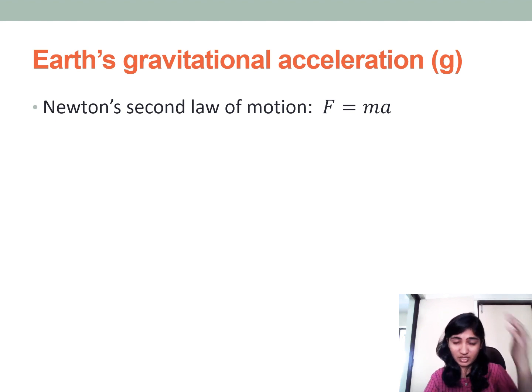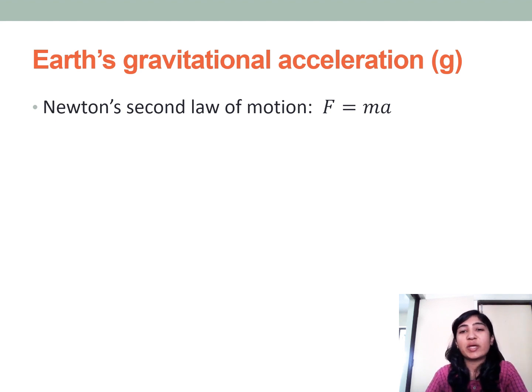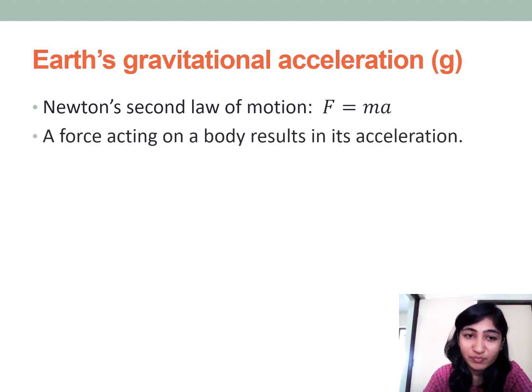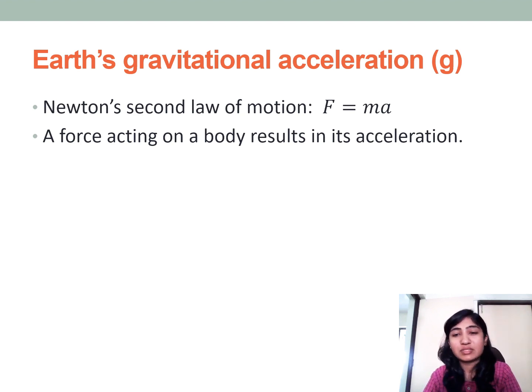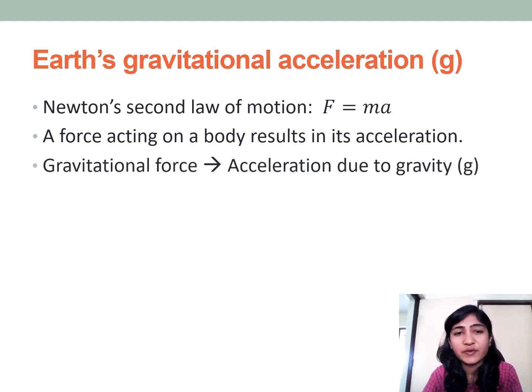In 9th standard we have seen Newton's second law of motion, and we remember it by this formula, F is equal to ma, that is, force is equal to mass into acceleration. It means that when there is some force, there will be some change, acceleration. A force acting on a body results in its acceleration. If any force causes a change in velocity, that means there is acceleration because of the force. We studied this in 9th standard.